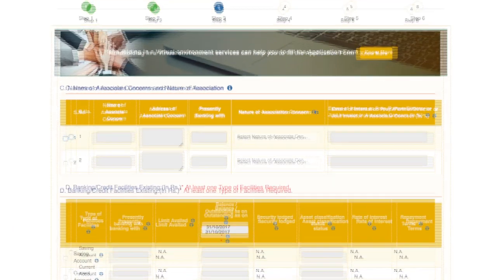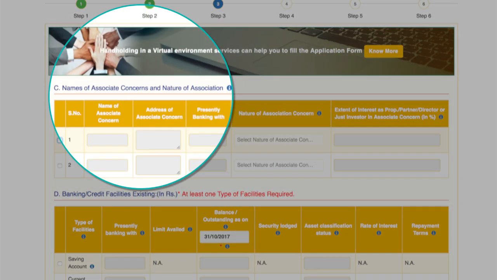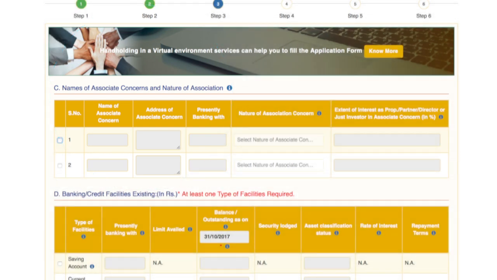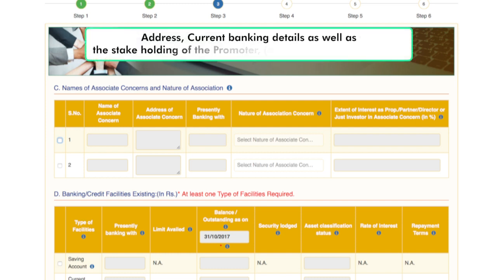And then we come to Step 3. Part C of Step 3 deals with associate concerns. Applicants are expected to fill in the details of the associate concerns, if any, along with address, current banking details, as well as the stakeholding of the promoter who is the applicant in those concerns.